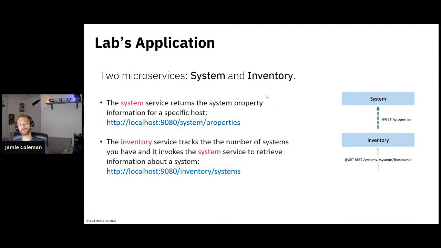So what we're going to be building today, enough about the tech. Today we're going to be building a system microservice. We're going to be actually creating the system microservice, and what this does is it returns the system property information for a specific host. I'm going to provide the code for the inventory microservice for you in the interest of time, but essentially that just tracks the number of systems you have. So if we deploy the system service to, for example, lots of different machines, if you invoke the inventory service, it would record each of those and save them to a list.